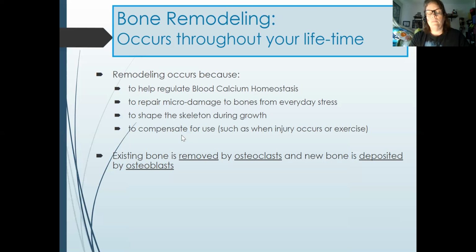And then it's also to help with compensation. So if you get injured, one leg is injured, so you have to walk on the other leg even more, the bone in the leg you're walking on will get stronger. If you start bodybuilding and start adding the extra weight and stress to your bones, they will strengthen as well. Not just your muscles, but your bones will too. Okay, so that's what bone remodeling is all about. So this is where your existing bone can be removed by osteoclasts, and then new bone can be deposited by osteoblasts, depending on what process is occurring. But it's still occurring through those osteoclasts and osteoblasts, bone breaking down cells and bone building cells.